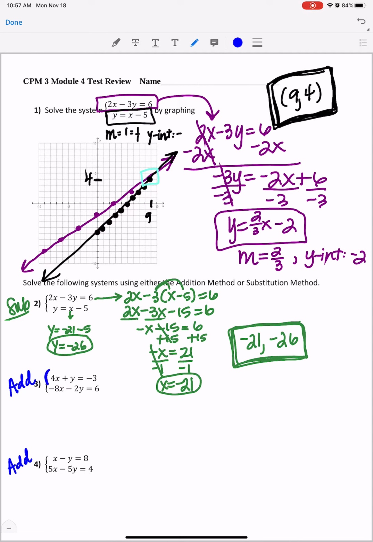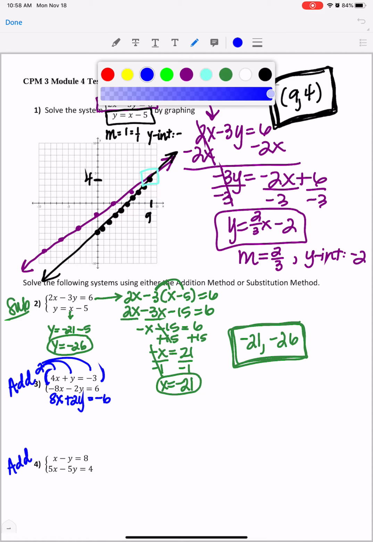So if I multiply this top one by 2, I can cancel out my y's. So now 2 times 4x is 8x. I'm distributing this to everything, including on the other side of the equal sign. 2 times y is a plus 2y. And 2 times a negative 3 is a negative 6.